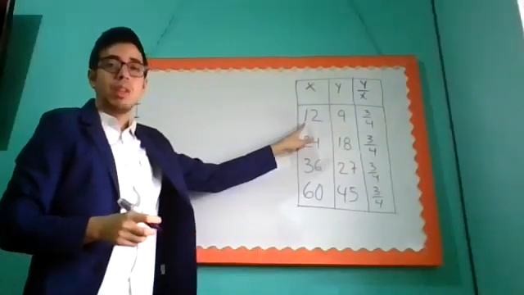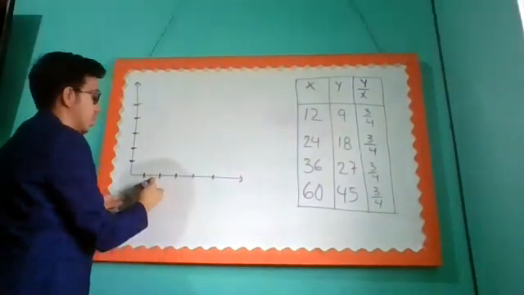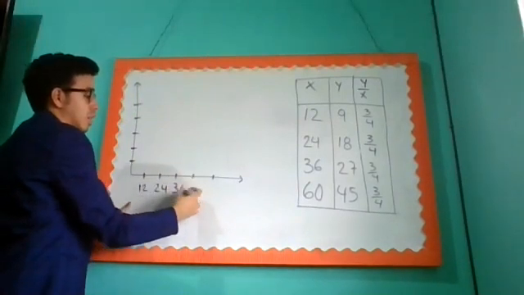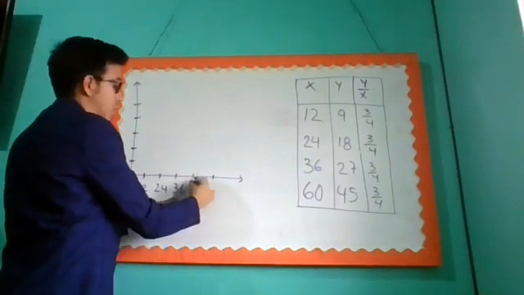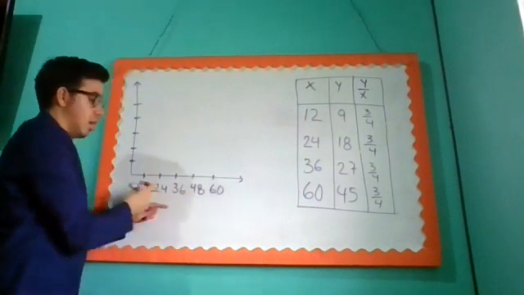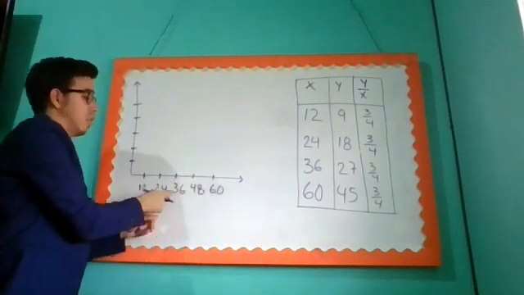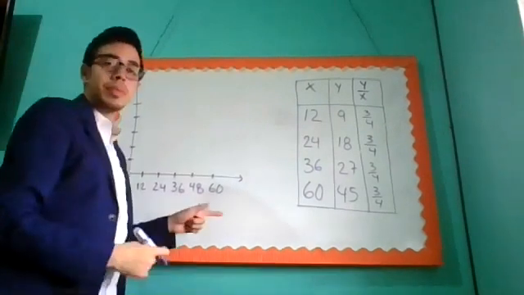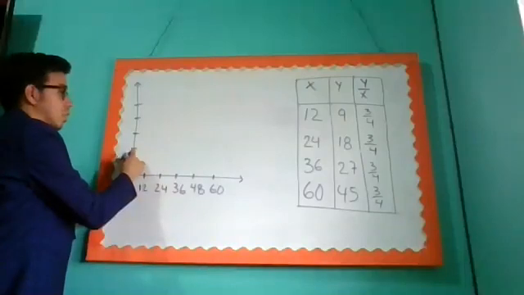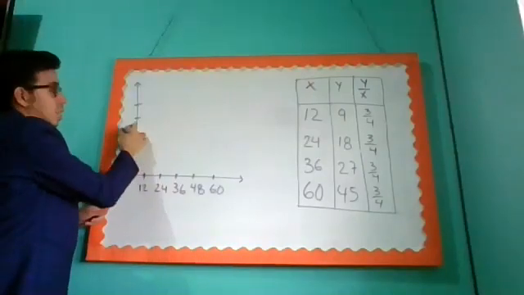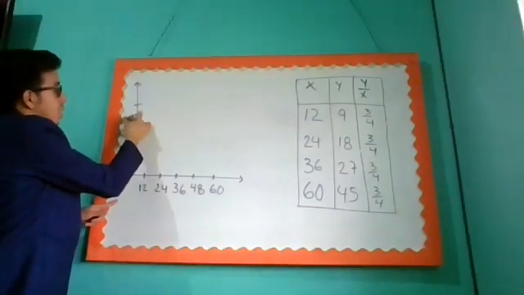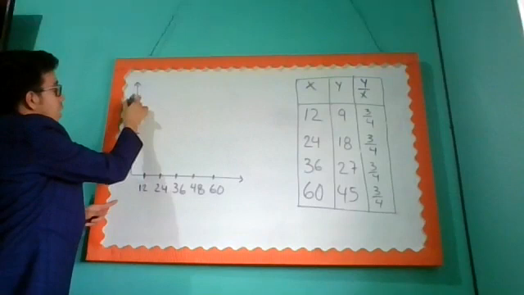Copy first the values for the x: 12, 24, 36. I need another two here, 48 and 60, because it's increasing by 12 each time. 12, 24, 36, 48, 60. Now for the y, you have 9, 18, 27, 36, and 45.